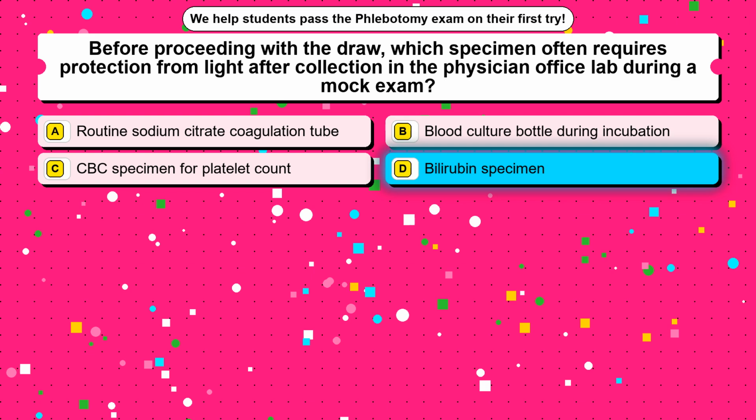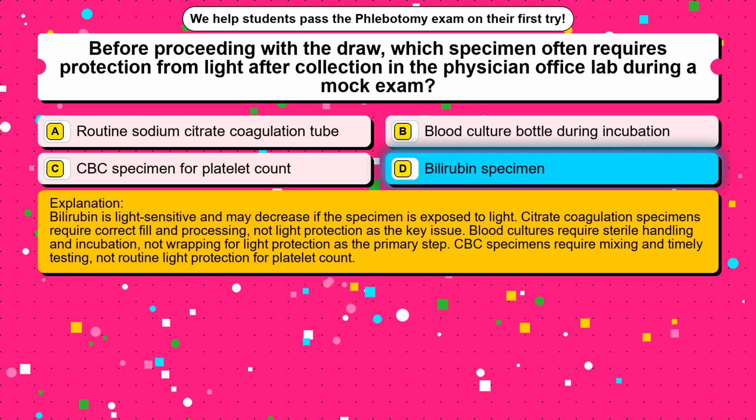Bilirubin specimen. Bilirubin is light sensitive and may decrease if the specimen is exposed to light. Citrate coagulation specimens require correct fill and processing, not light protection as the key issue. Blood cultures require sterile handling and incubation, not wrapping for light protection as the primary step. CBC specimens require mixing and timely testing, not routine light protection for platelet count.